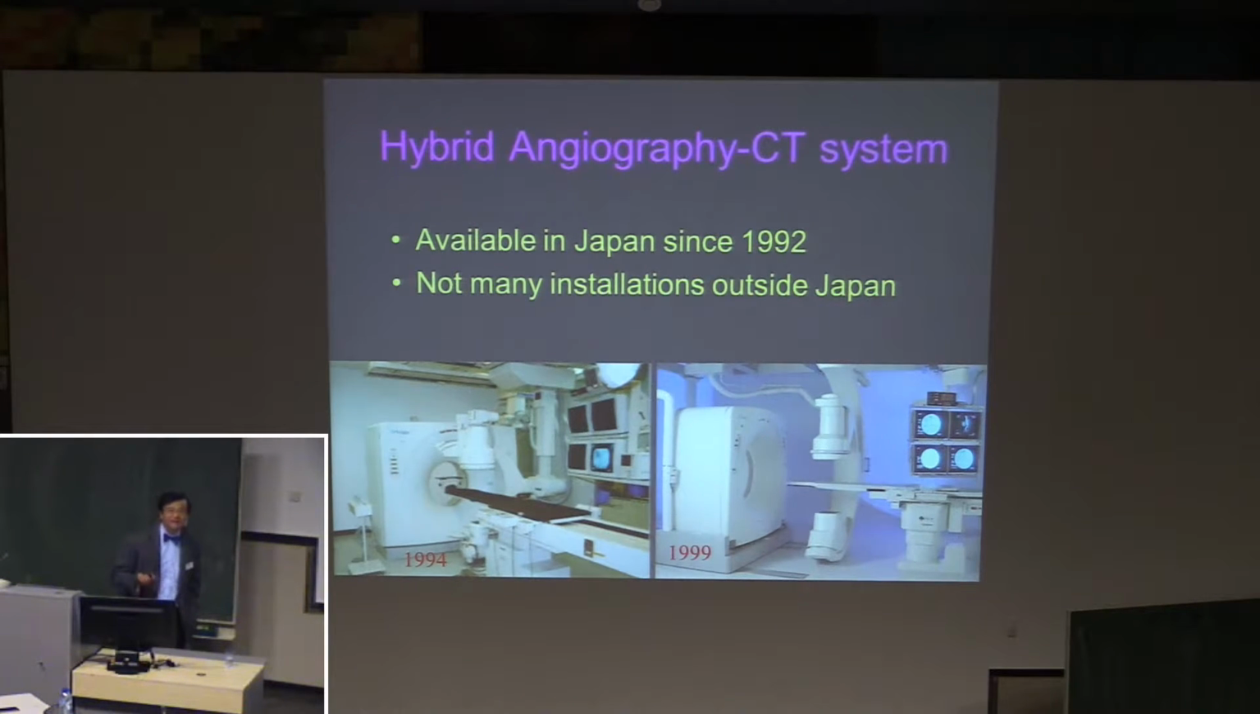A lot of that experience actually has been developed in Japan. The first available unit in Japan was developed in 1992, where they actually had a CT scanner in the same room as an angiography unit, but you really had to move the patient to get into the gantry. Later on, they developed the concept of having the CT scanner on rails so that the patient didn't have to move on the table at all.